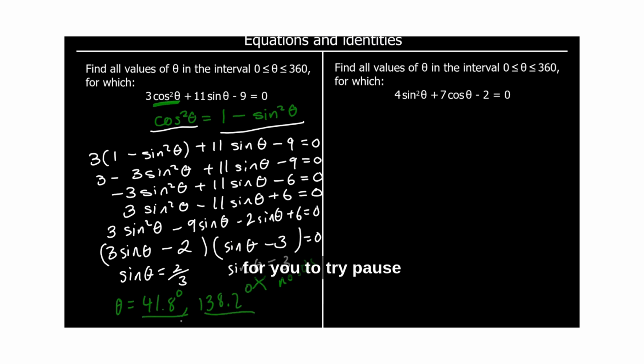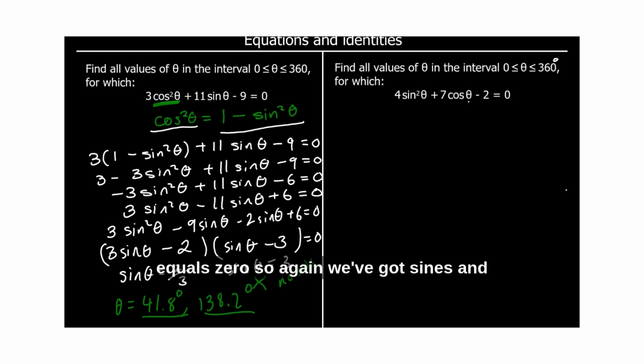One for you to try. Pause the video and give it a go. So find the values for theta again in the interval 0 to 360, for which 4 sine squared theta plus 3 cos theta minus 2 equals 0.